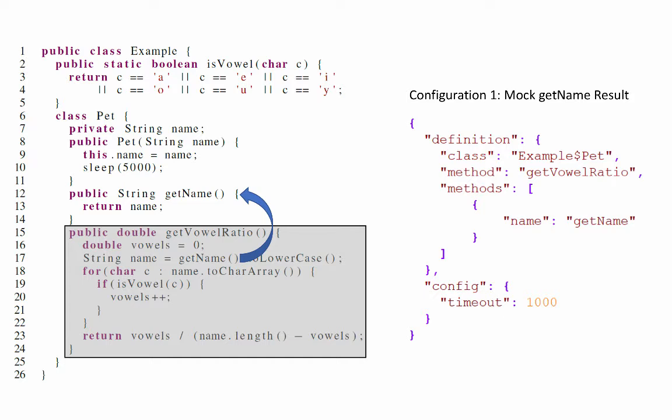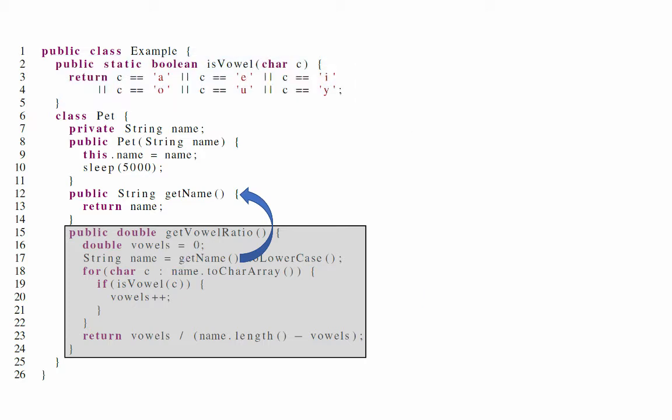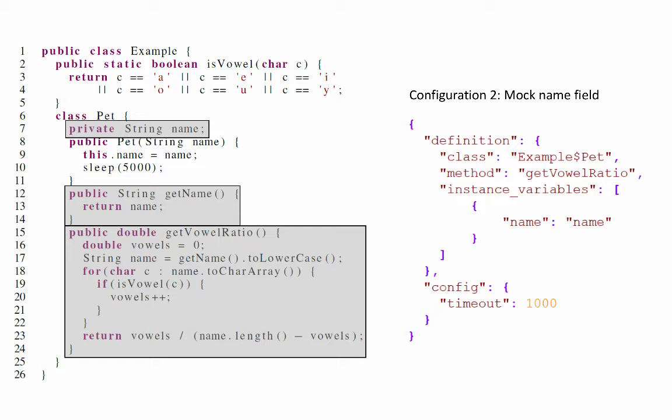Note that in this program, the isVal method is a pure method that does not mutate any pre-existing program state, which is why we have chosen not to mock the result of isVal in the configuration file, or any of the standard JDK methods for that matter. Another way to break a dependency of the getValRatio method is to allow getValRatio to call getName and then mock the name instance variable. Mockingbird is flexible and can handle the object mocking of parameters, return values, and global variables.